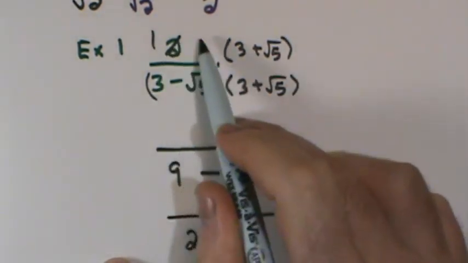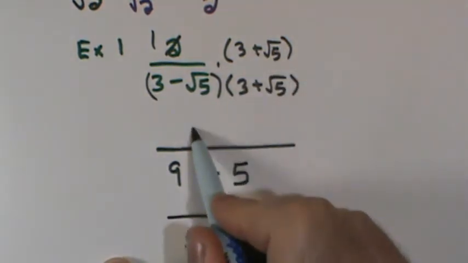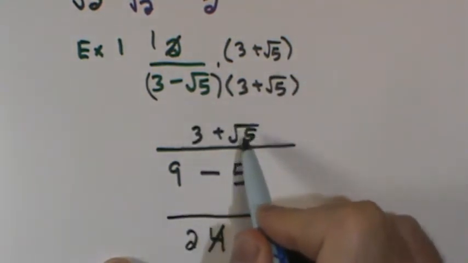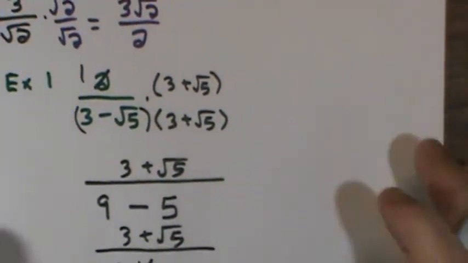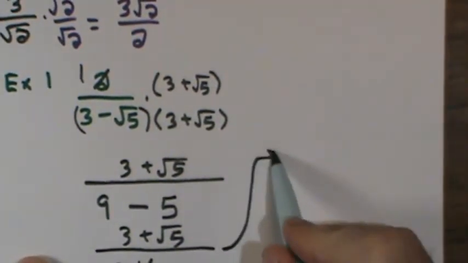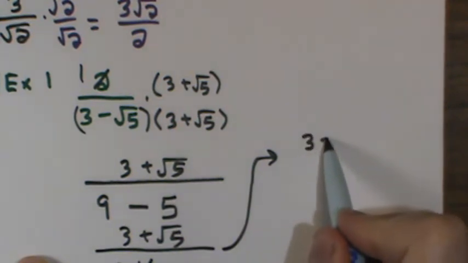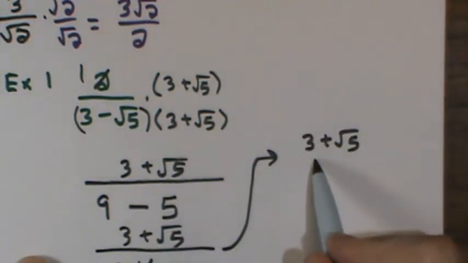That means that I would distribute the 1 across this, so I'd have 3 plus rad 5. And then just to clean this up, it tells me that my final answer would be 3 plus radical 5 over 2.